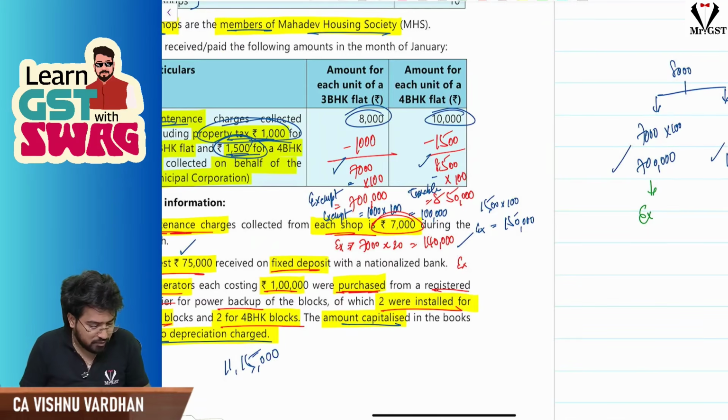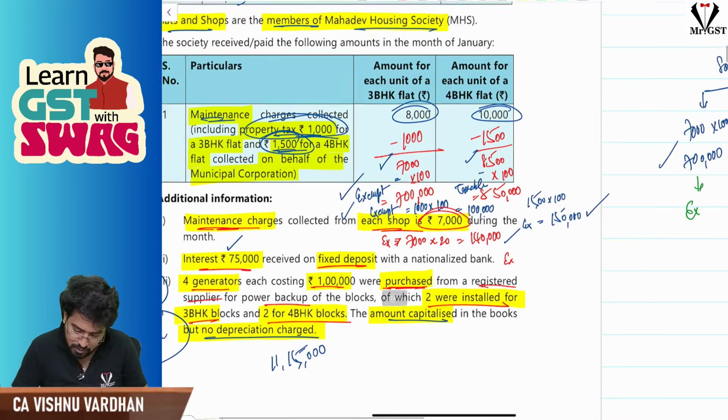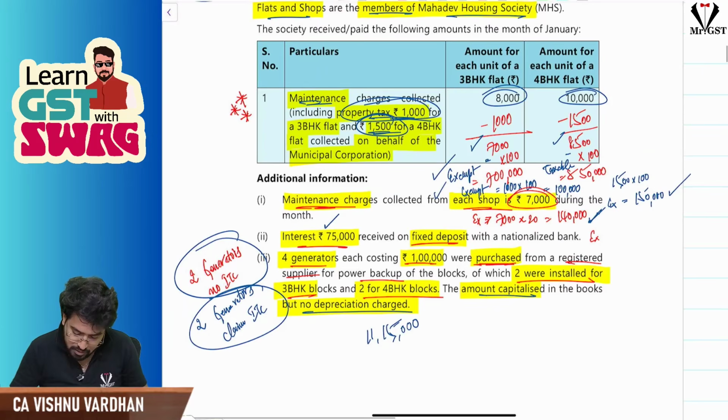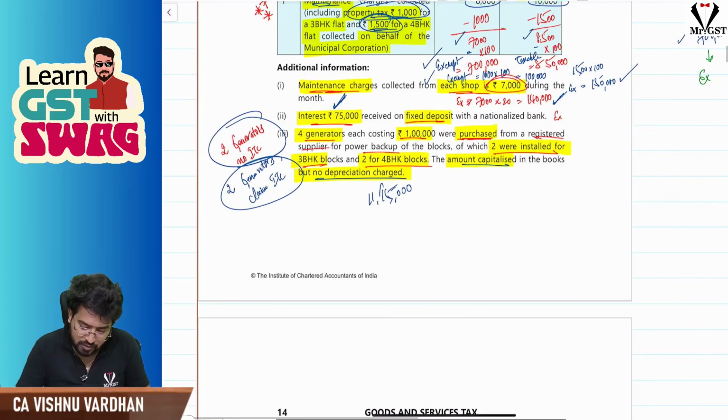Let me just calculate one more time. 7 lakh, this amount we have taken, plus 1 lakh, we have taken that. Again, this amount 1 lakh 50, plus we have to take 1 lakh 40. Yes, here I made some calculation error, I guess. 1 lakh 40 plus 75,000. We should take 75,000. 11 lakh 65,000. Calculation error.